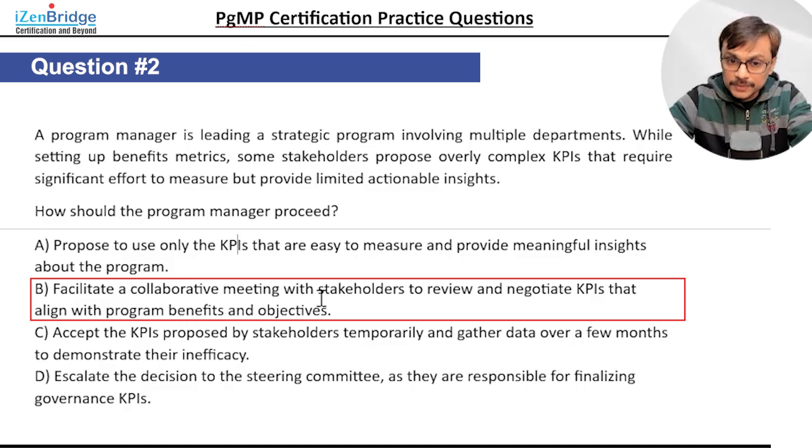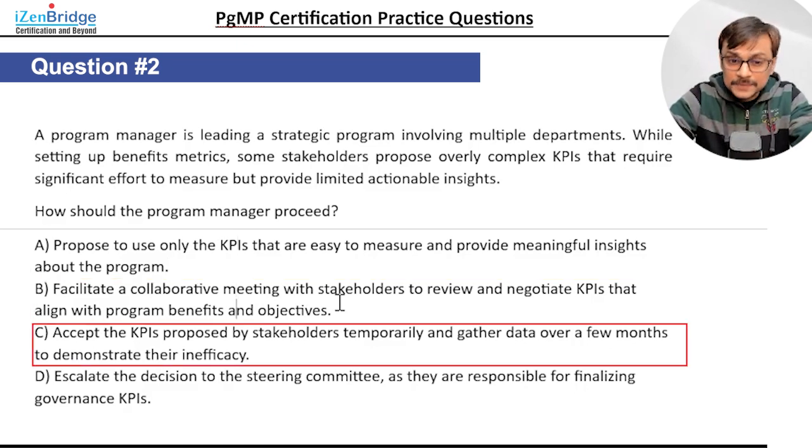Option B: Facilitate a collaborative meeting with the stakeholders to review and negotiate KPIs that align with the program benefits and objectives. Better than A. Rather than me proposing, I need to listen to the stakeholders. I need to definitely give the space, empathy, understand their concern, and then negotiate. I can't just say this is good or that is bad. I explain and probably negotiate. So B is better than A.